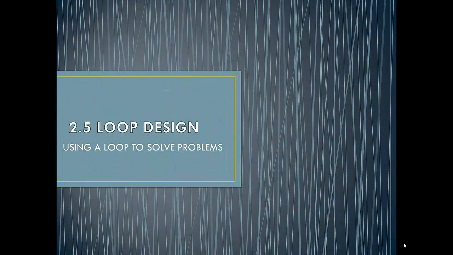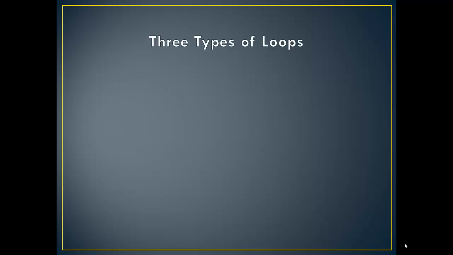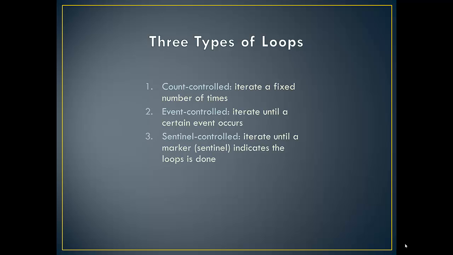This is CS 124, Lesson 2.5, Loop Design. By now you should already know how to write a while, do while, and for loop. Today's lecture will teach you how to use a loop to solve a complicated problem. There are three main ways to use a loop: count-controlled, event-controlled, and sentinel-controlled events.